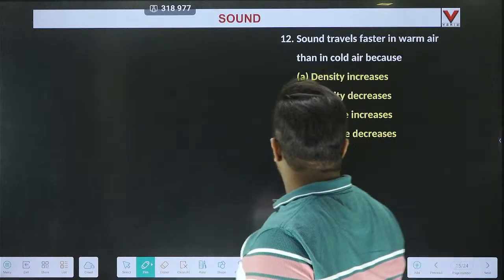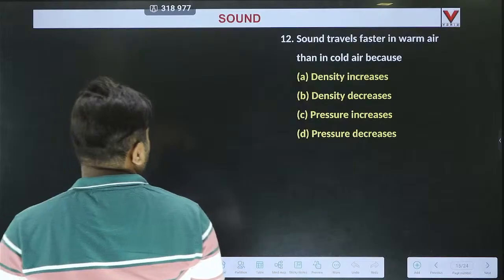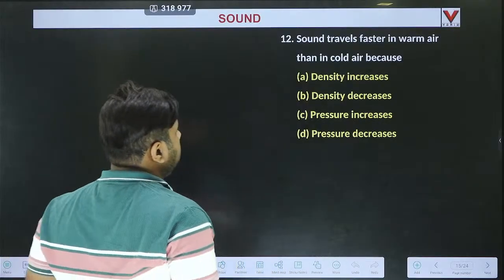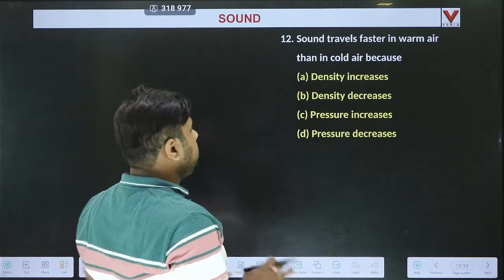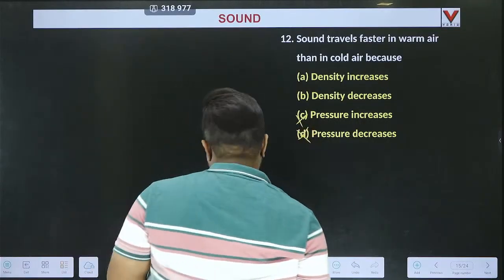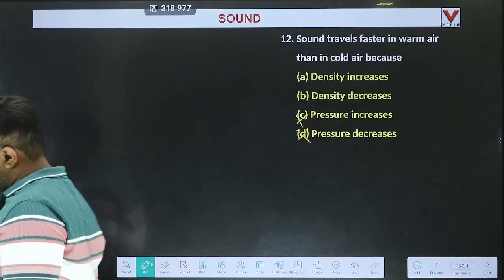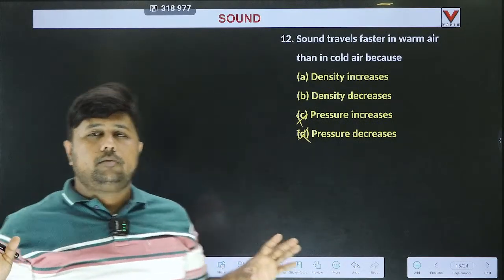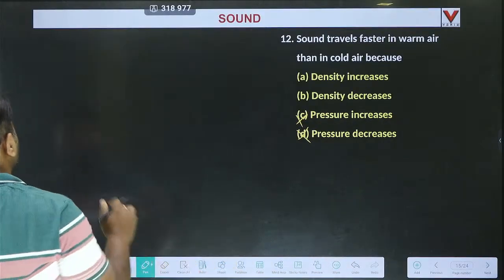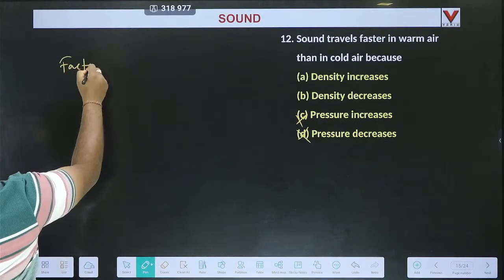Now, sound travels faster in warm air than in cold air because in warm air the density is less. Pressure will never affect the speed of sound. Apart from the factors we discuss, nothing will affect the speed of the sound.